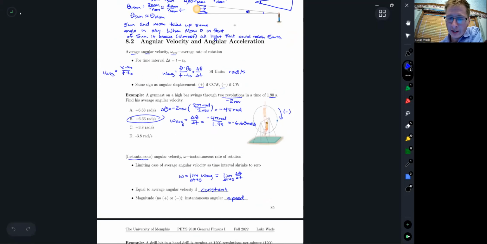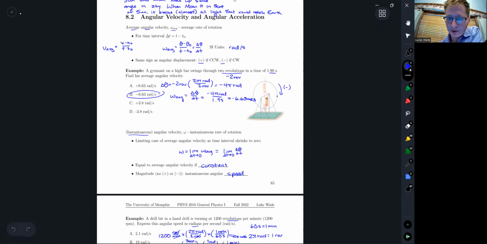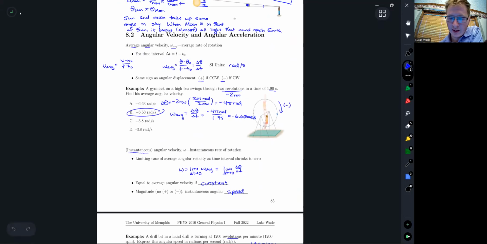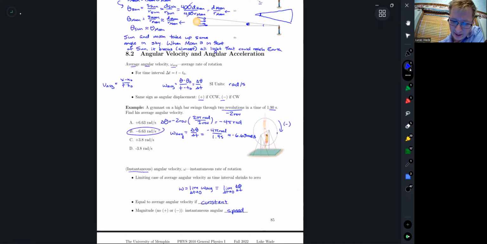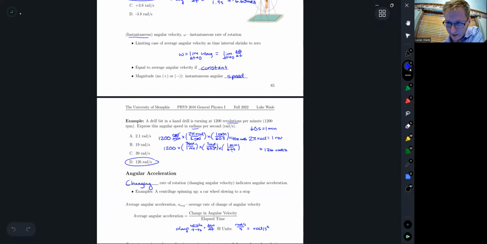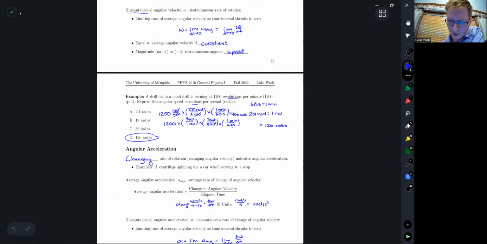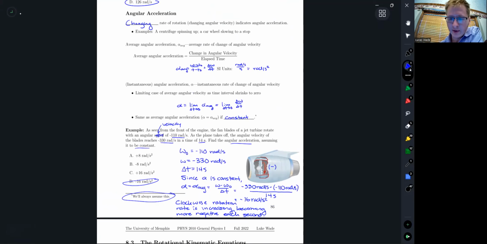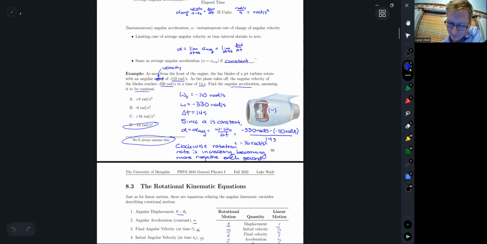And we can talk about the rate of change of that displacement. And that is a rate of change of the angular position, which is the angular displacement over the time interval. That gives you the angular velocity. In the limiting case of a very short time interval, that average angular velocity is the instantaneous angular velocity, and that's what becomes relevant in the rotational kinematic equations. And then same with angular acceleration, it's the rate of change of the angular velocity.